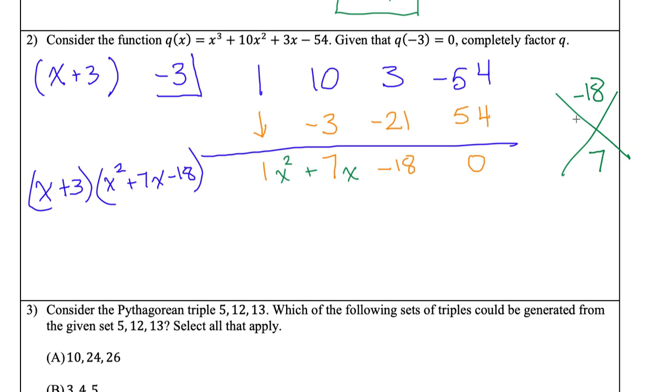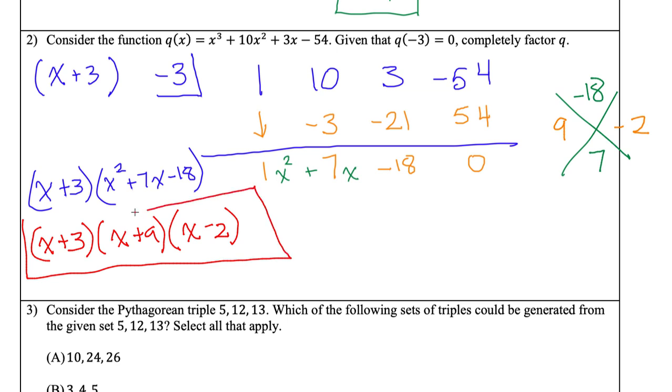Ellery. 9 and -2. There it is, which means our final answer now, I still have that x plus 3 factor, and I also have x plus 9 and x minus 2. This is my final answer. I have completely factored this polynomial.